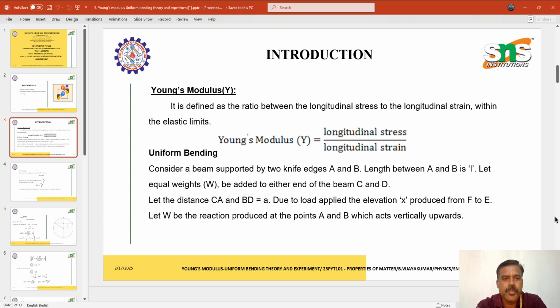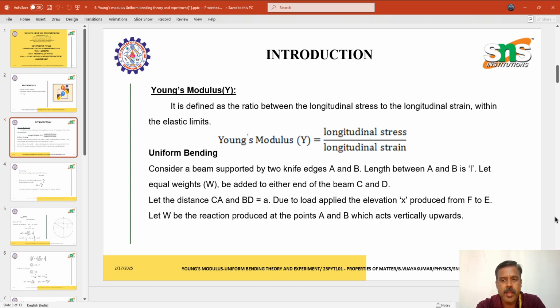The introduction to Young's modulus: it is the ratio between the longitudinal stress and the longitudinal strain within the elastic limit. So Young's modulus Y equals longitudinal stress by longitudinal strain. Let us start from the uniform bending theory. Consider a beam supported by two knife edges A and B.